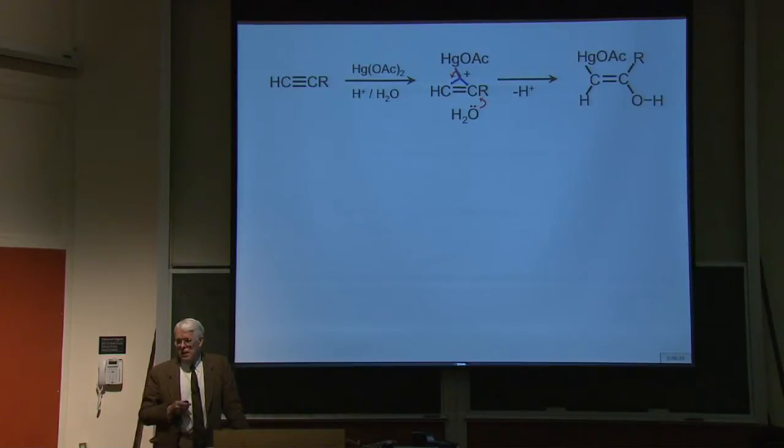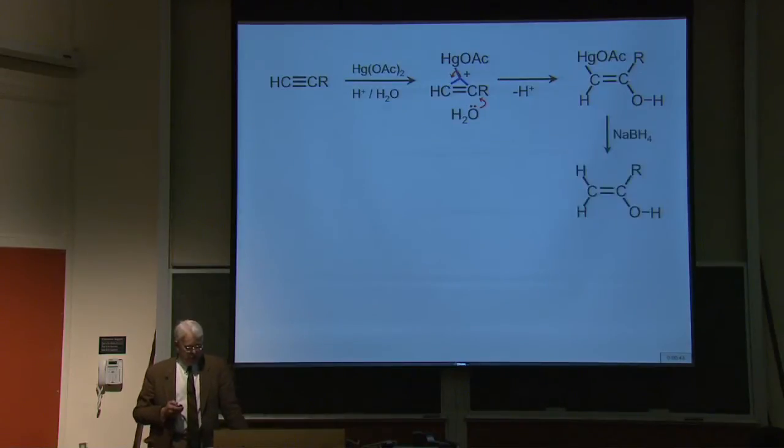Now, remember what we did before when this was an alkene to begin with and we had a single bond in the product? Nobody wants the mercury compound. What do you do? Why did people make it? The next step was reduction. Remove the mercury and replace it with H, so that what you added was effectively water, right? So they used sodium borohydride to do that.